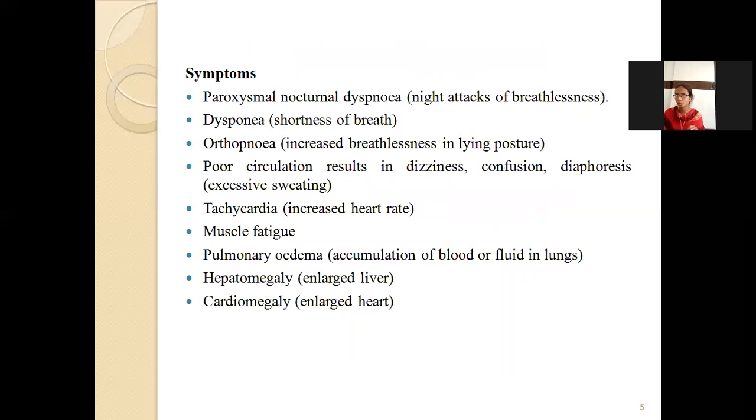Let's see what the symptoms are. Shortness of breath, not being able to breathe properly, dizziness, confusion, excessive sweating, increased heart rate, accumulation of blood or fluid in the lungs, enlargement of the heart or the liver, and muscle fatigue. These are the symptoms we see when a patient has congestive heart failure.